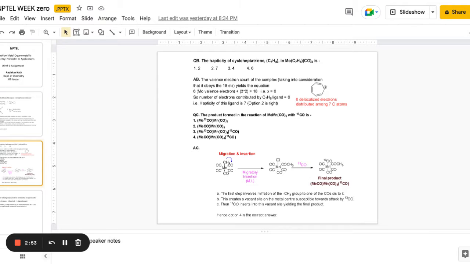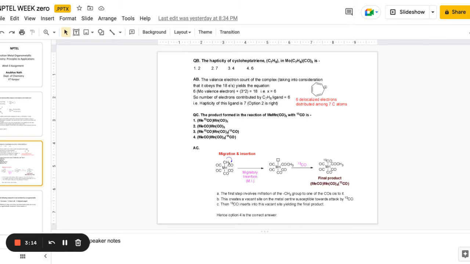Coming to the second problem, this is a problem regarding hapticity. Hapticity is nothing but the number of atoms of the ligand that are connected to the metal center. So the question is: for the cycloheptatrienyl, the C7H7 moiety in the complex Mo(C7H7)(CO)3, what is the hapticity?